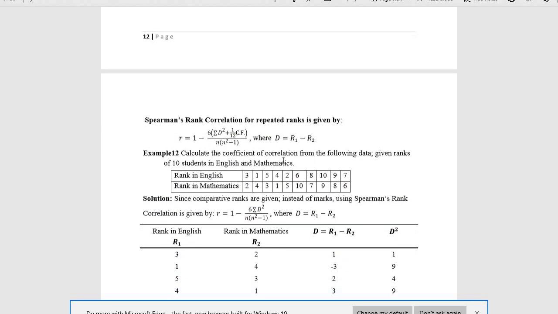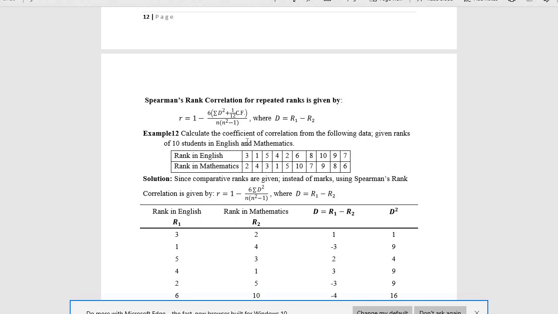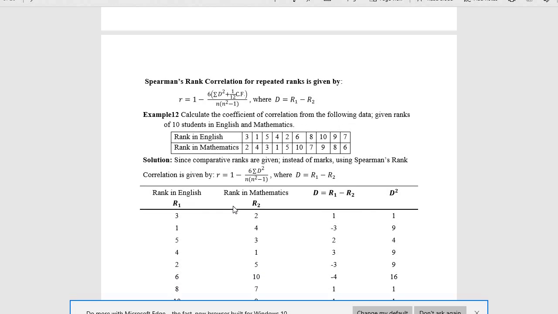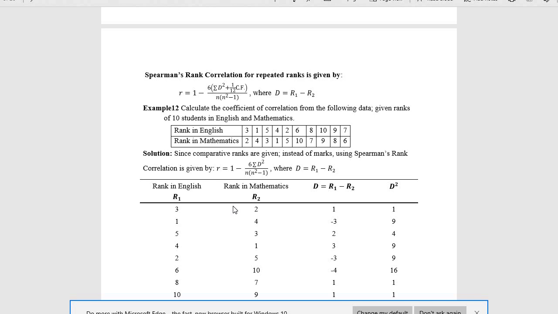So for Spearman's, whenever ties are there, add the correction factor 1 by 12 into CF. CF stands for correction factor. Here is an example in rank correlation: calculate the coefficient of correlation from the following data, given the ranks of 10 students in English and mathematics.